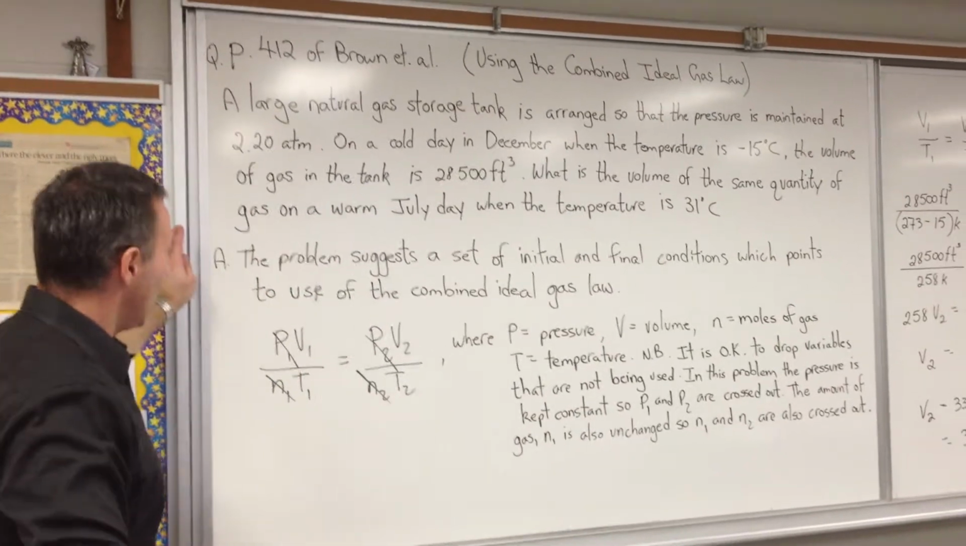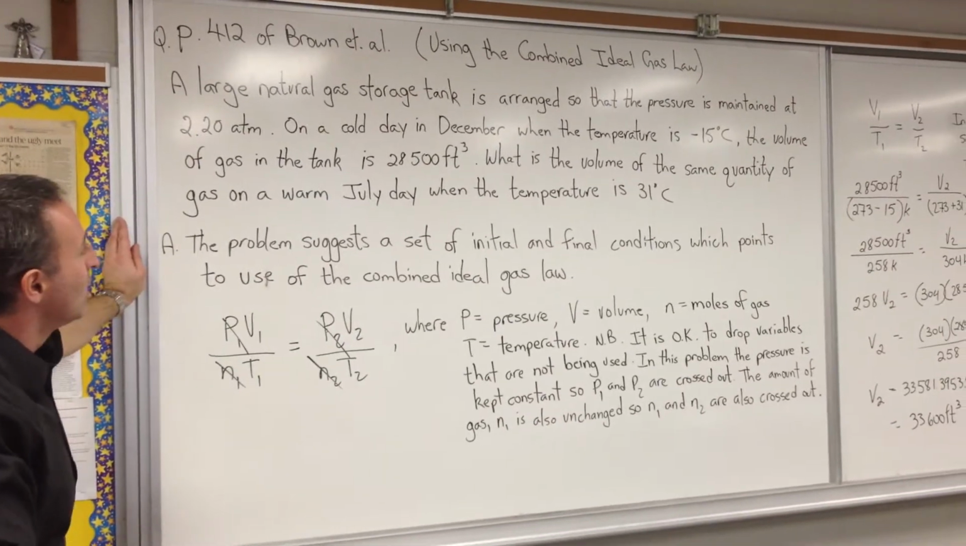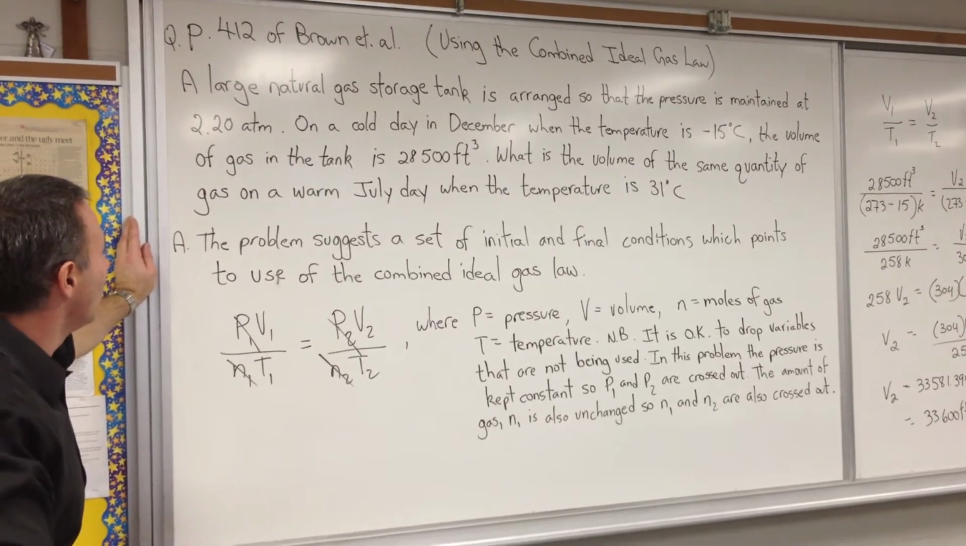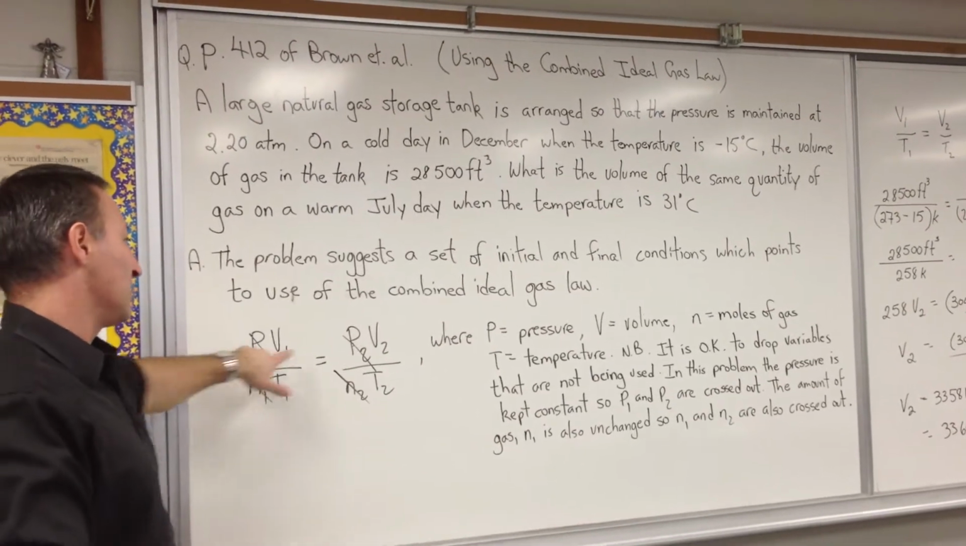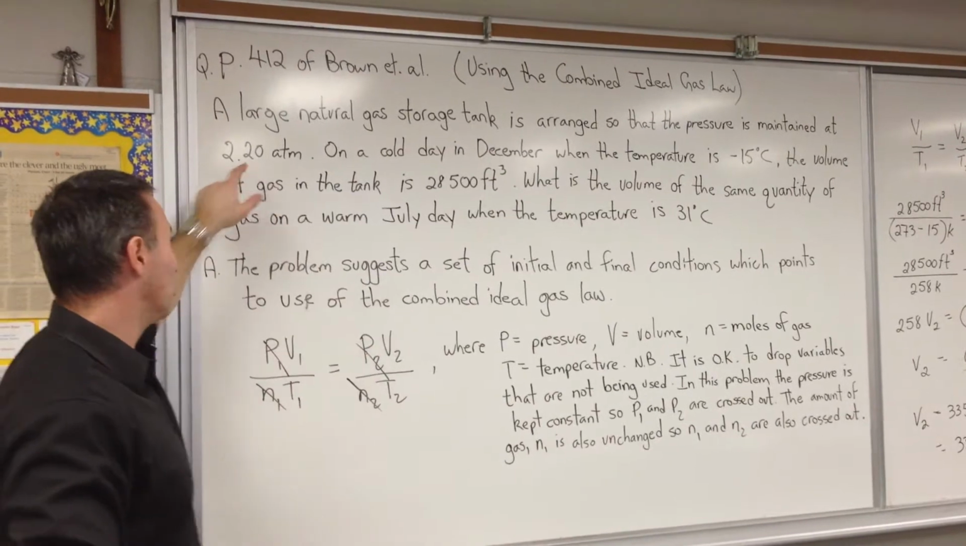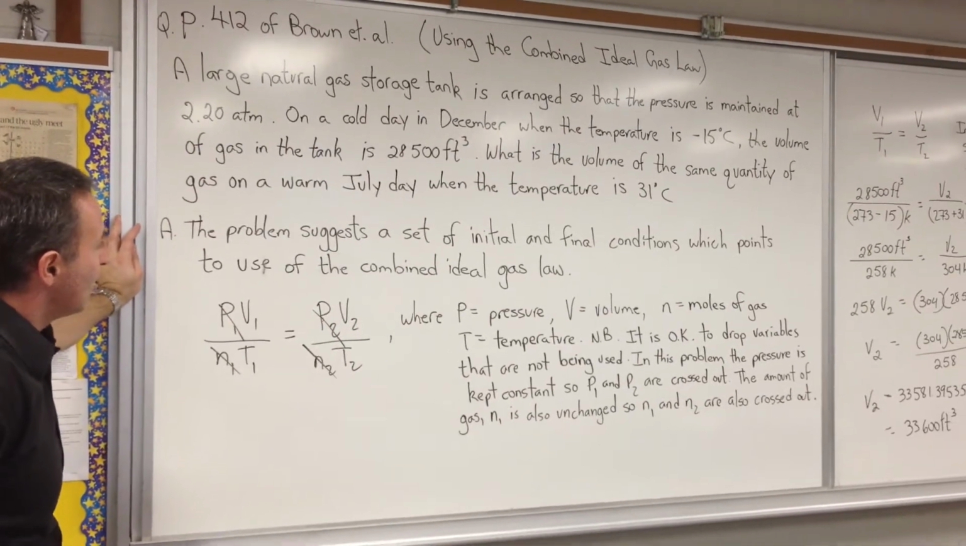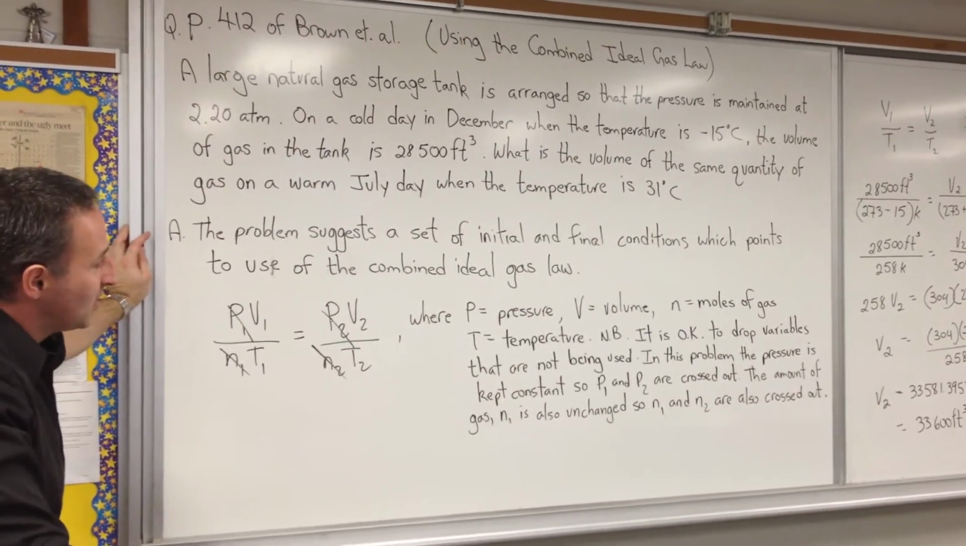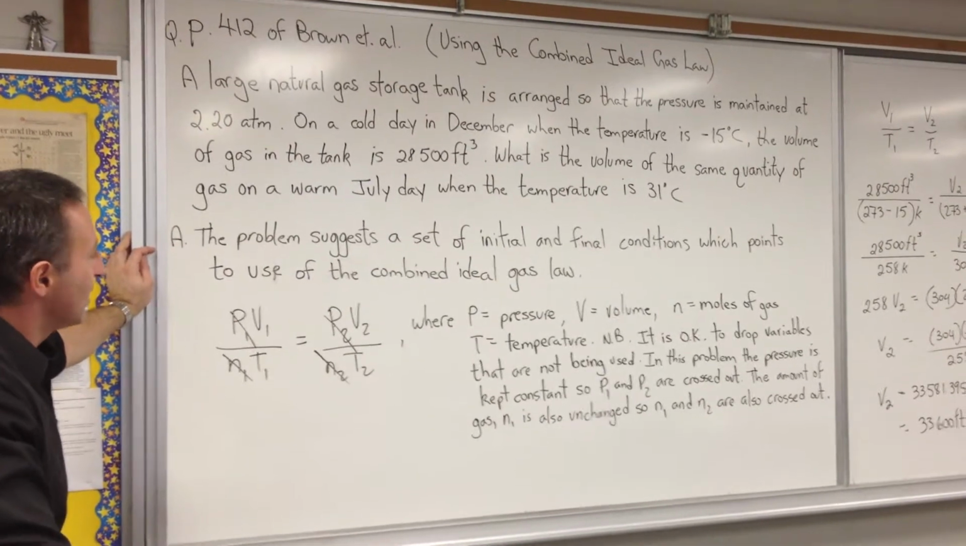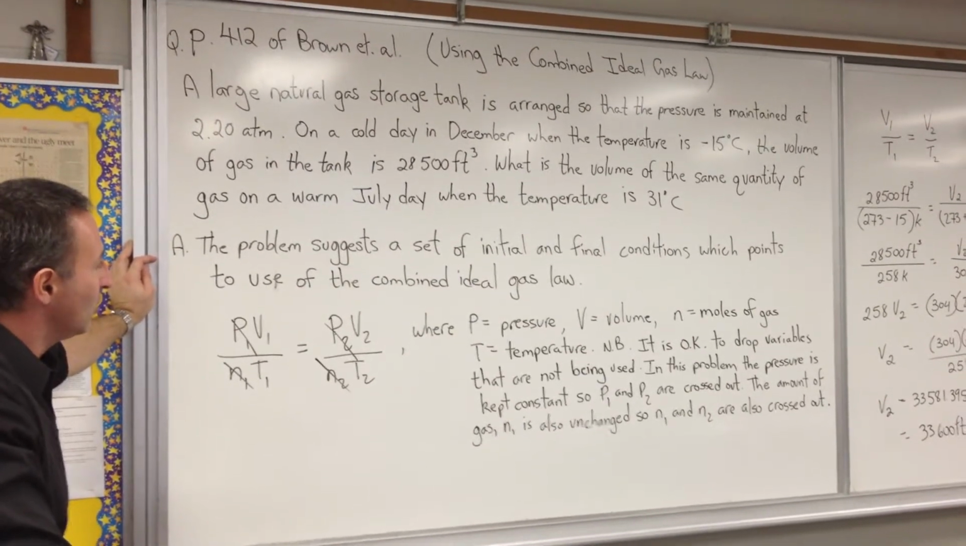A large natural gas storage tank is arranged so that the pressure is maintained at 2.2 atmospheres. There's that constant pressure. Before and after, it'll be still 2.2. On a cold day in December, when the temperature is minus 15 degrees Celsius, the volume of gas in the tank is 28,500 feet cubed.